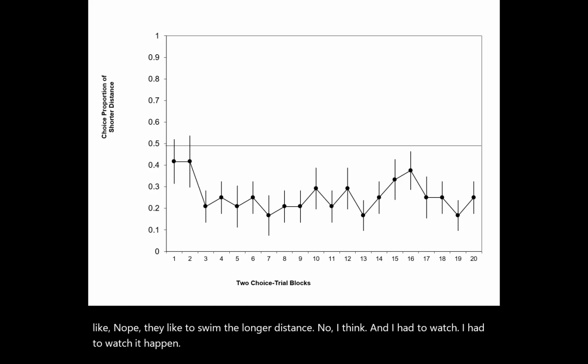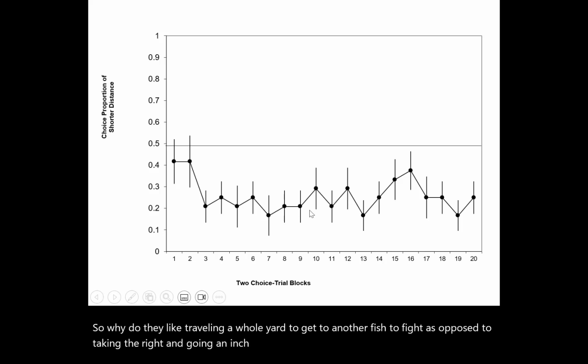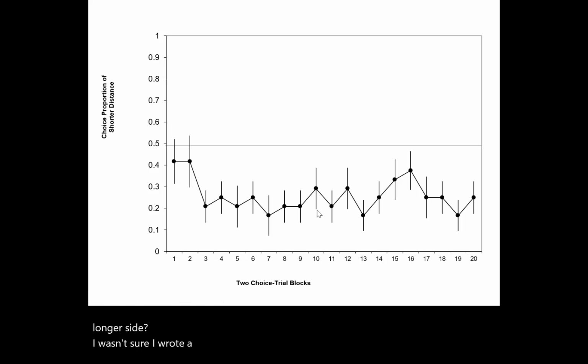So, why did they like traveling a whole yard to get to another fish to fight, as opposed to taking a right and going an inch and fighting with the fish? Why did they choose the longer side? I wasn't sure. I wrote a paper about this and I wasn't sure. One thing is they like the swimming. They like to swim the longer distance.